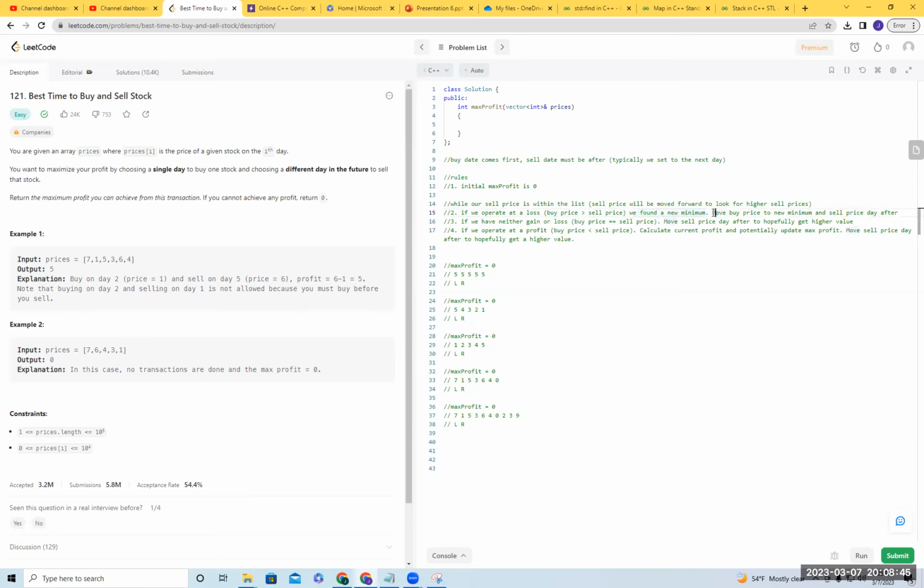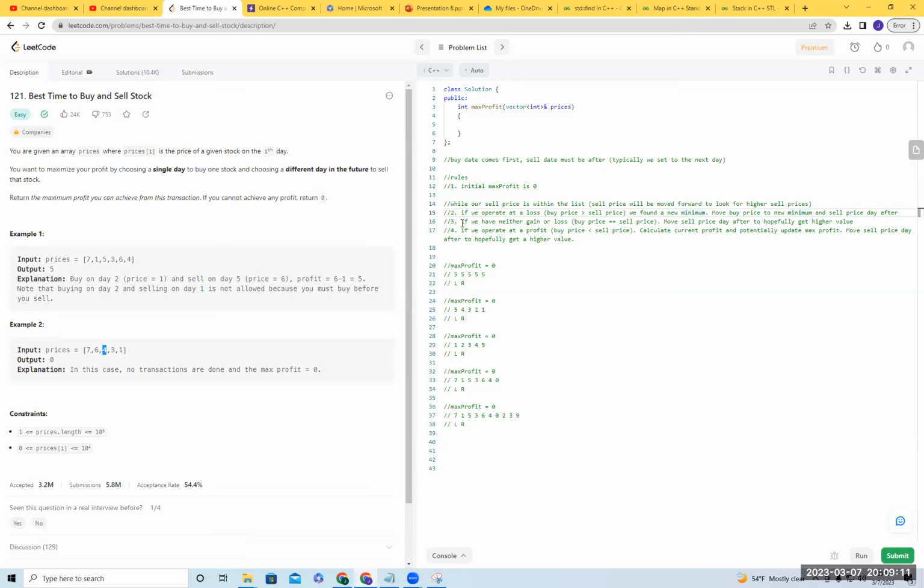So if we do find a new minimum, we want to move our buy price to the new minimum location, and have our sell price be the day after. Once again, that's our default: our buy price is 7 and our sell price is 6. But since this is a loss, we move our buy price to the new minimum and the sell price to the next day. And we'll keep going in that pattern.